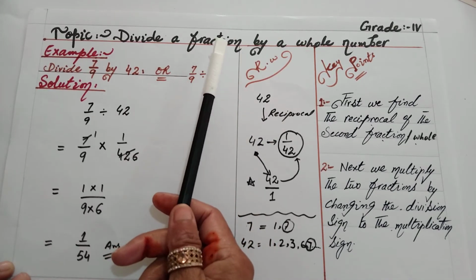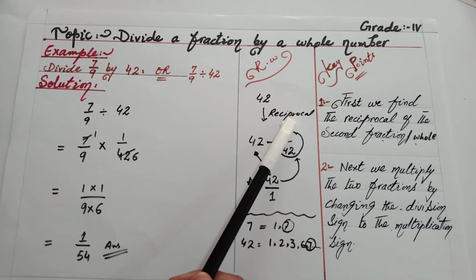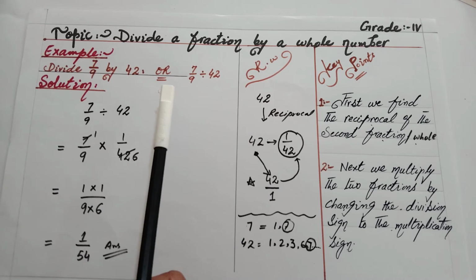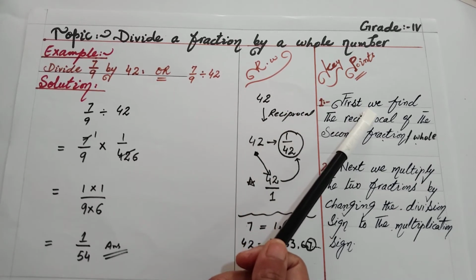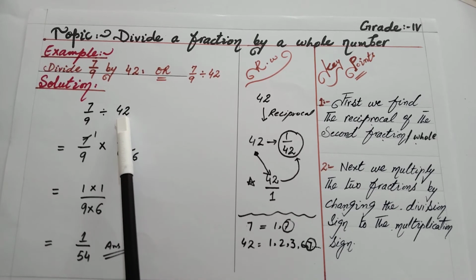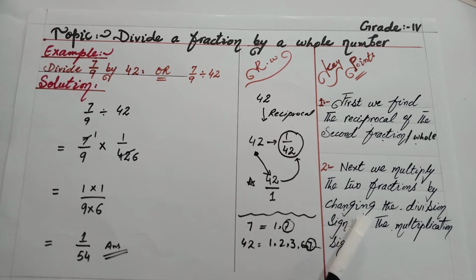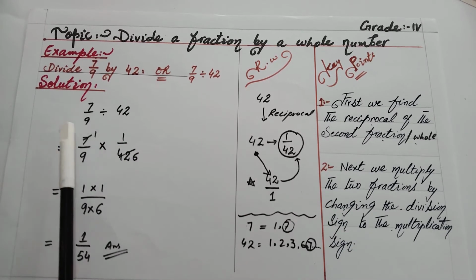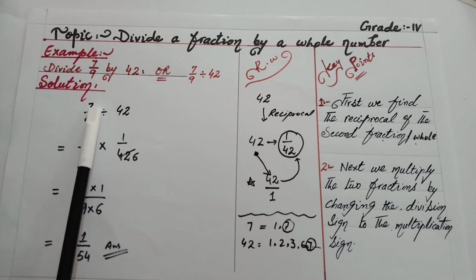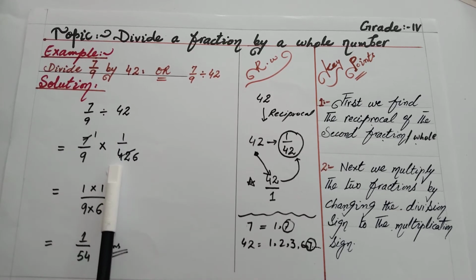To divide a fraction by a fraction or by a whole number, you should know how to find the reciprocal. And for this purpose, you can watch the video of the previous lecture. And to divide a fraction by a whole number, firstly we have to find the reciprocal of the second one, whether it's the whole number or in the form of fraction. And you will change the division sign to the multiplication sign. So here first one will be as it is, division sign will be converted into multiplication, and then we will write the reciprocal of the second one.